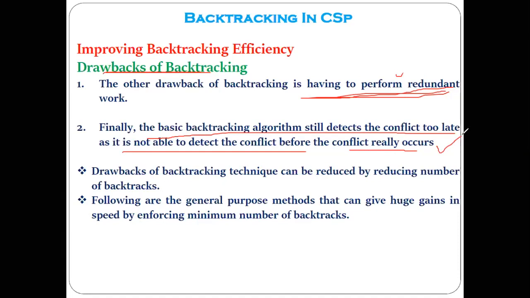Conflict means what here? In the case of the n-queens problem, a conflict occurs when a certain constraint is not satisfied. Yes or no? So what do you mean by the backtracking algorithm detecting the conflict too late? This is one of the drawbacks of backtracking. Now, what do you mean by this?